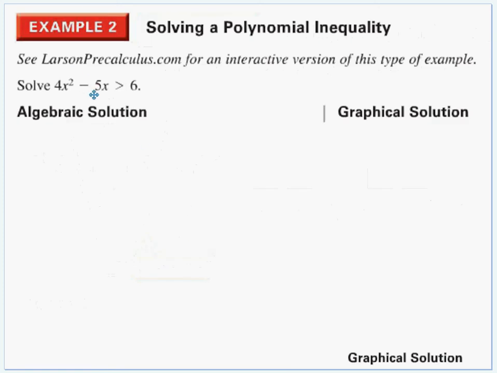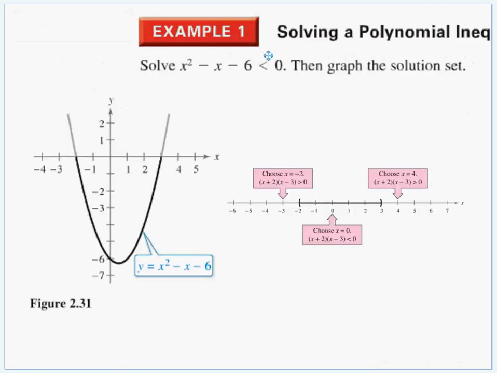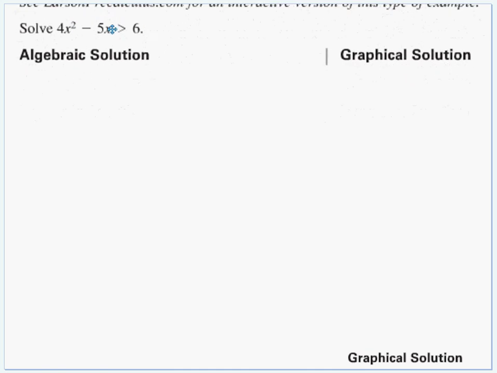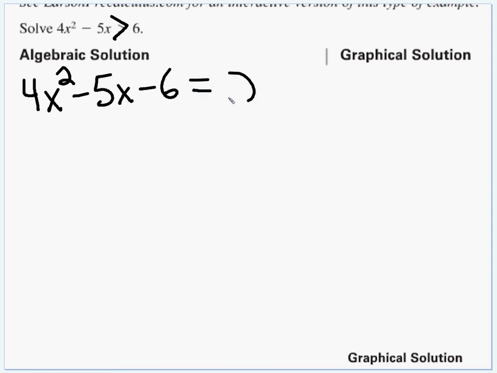Okay. A little trickier one. 4x squared minus 5x is greater than 6. You know, the last one we had a 0 there. So probably the first thing we're going to do here is move that 6 over and make it a negative 6. 4x squared minus 5x minus 6. And this is a greater than sign, but we're going to find the zeros. So let's set it equal to 0 and see if we can come up with the factors.